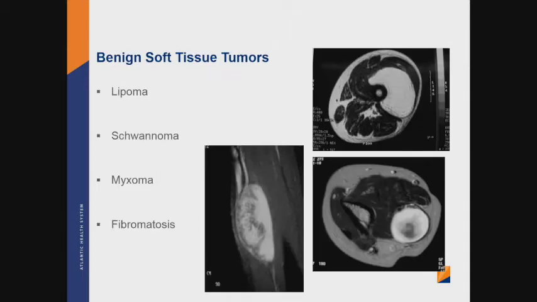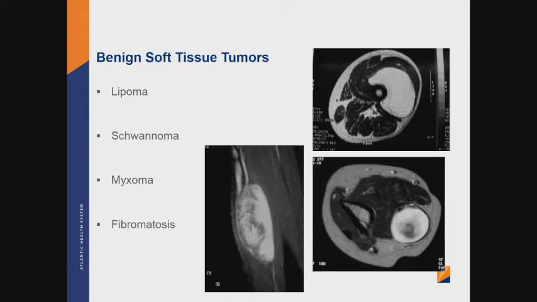These are some of our benign soft tissue tumors that are most common. Lipoma, which you can see up here on an MRI. The mass follows signal characteristics that are the same as the subcutaneous fat. Schwannomas, which you see down here, which happen to be one of the more common soft tissue tumors that I see. You could usually, on certain MRI sequences, see the nerve enter and exit the mass.